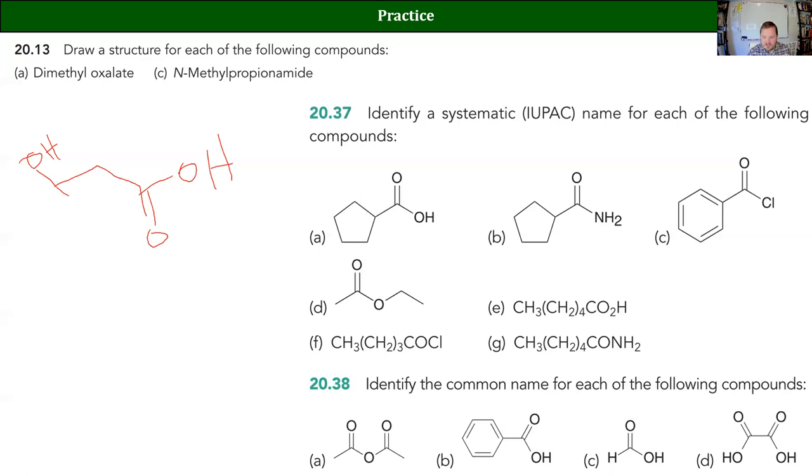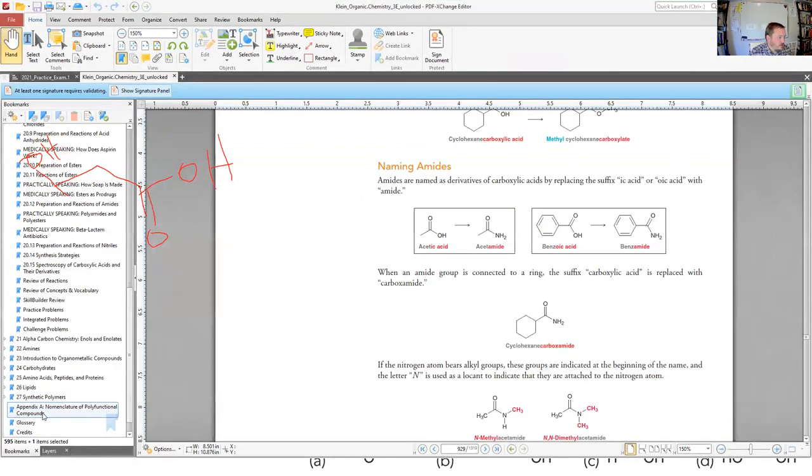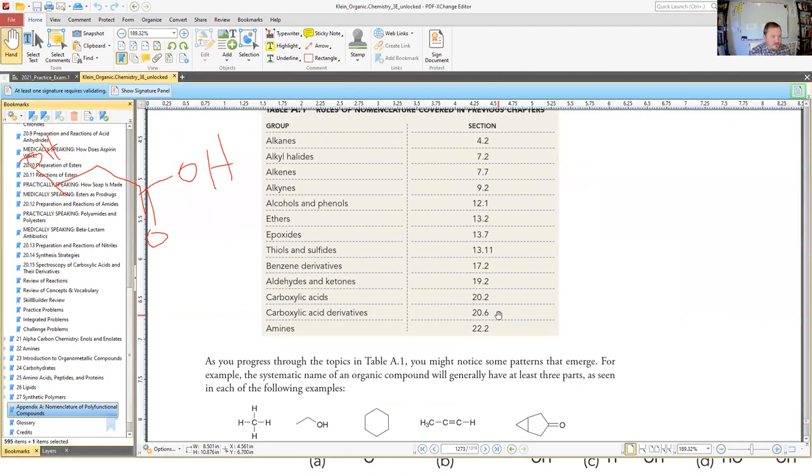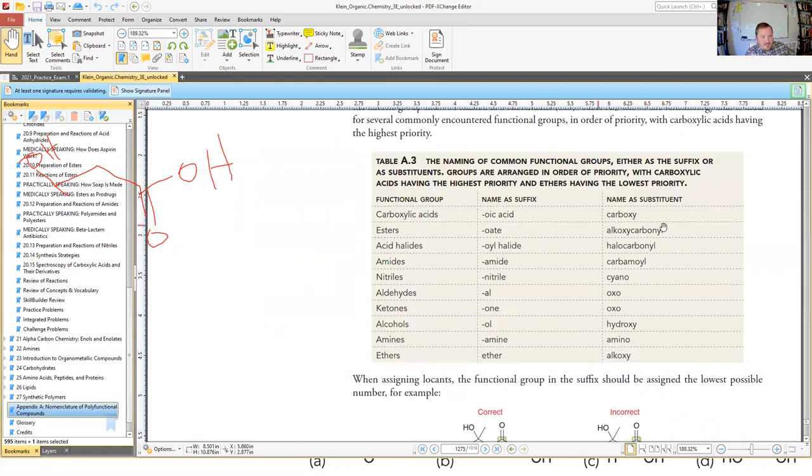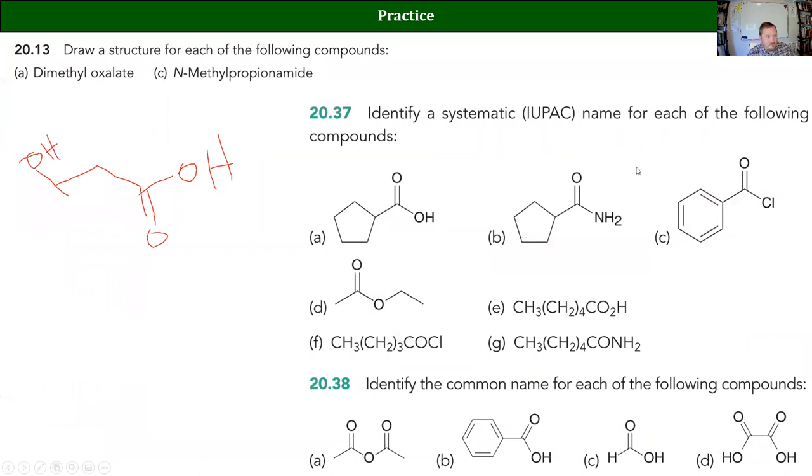And there's a list of prefixes in the textbook in the appendix. And the only appendix on here is a nomenclature of polyfunctional compounds. And so there's basically a list of if you name it as a suffix versus if you name it as a branch. So an alcohol, we name as a hydroxy group if we're naming it as a prefix. I'm not going to ask you about this on the test per se, but just so you're aware that there is sort of a hierarchy, still following our rule of name the parent molecule and then name whatever else is there with a prefix. All right, so this would be 3-hydroxypropanoic acid.